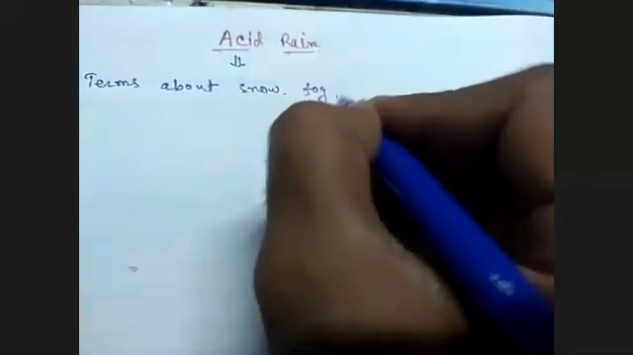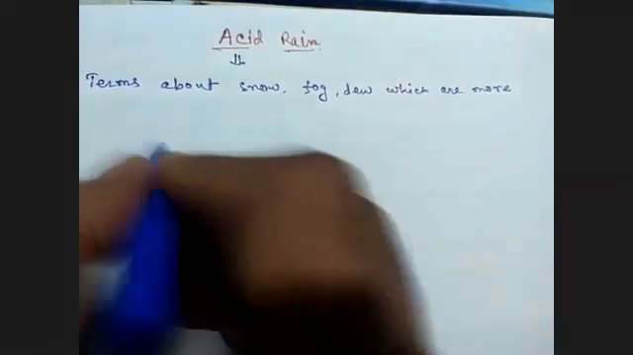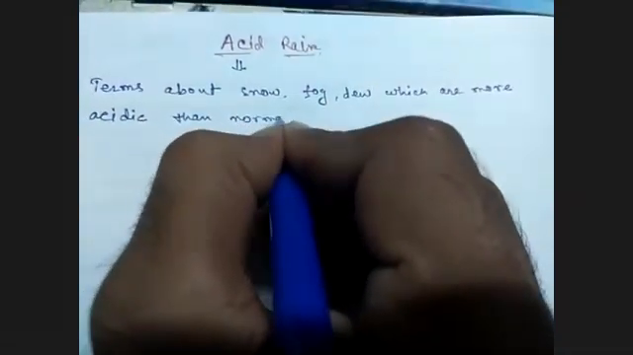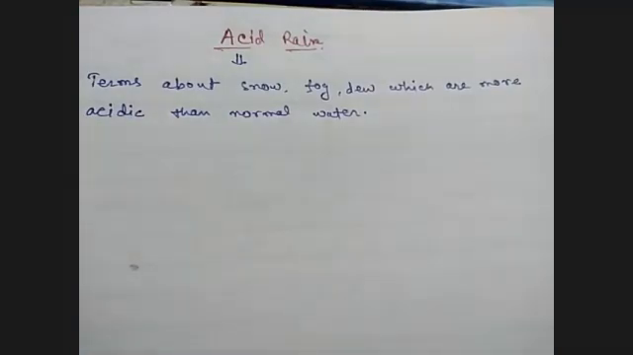Now, acid rain. The term acid rain describes all snow, fog, dew, rain, etc., which are more acidic than normal water. Sometimes snowfall and dew produced in the atmosphere are more acidic compared to normal water.